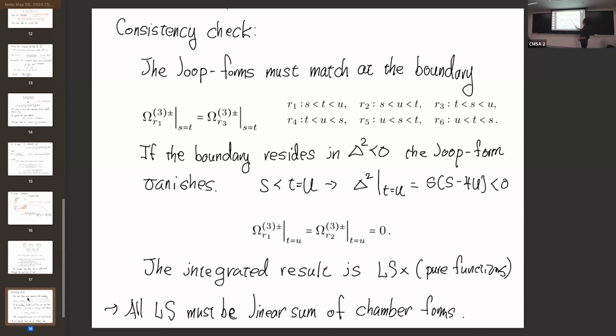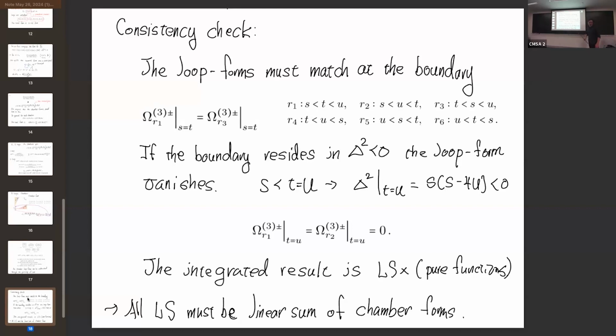You can go to boundaries where it actually goes outside of delta square bigger than 0. So for example, take one of the boundaries, T equals U here. If you look at R1, you go to T equals U. In principle, it should be shared with R2. It also has this T equals U boundary. But if you compute the delta square, you'll see that it is smaller than 0. So one of the things that you would expect is a change, because your geometry is not defined there. So actually what you will see is indeed that the chamber form vanishes at these boundaries.